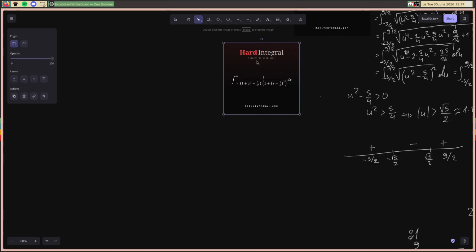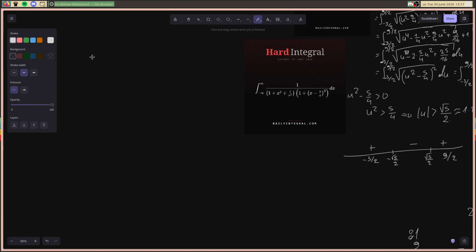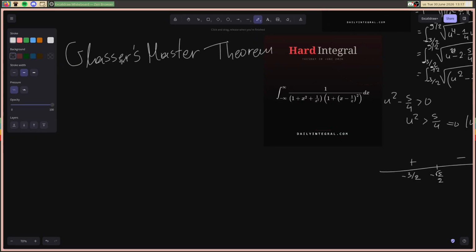The hard integral is actually very easy to solve if you know something called Glasser's master theorem, which states that the principal value of an integral over R of f of x minus 1 over x dx is the same as the principal value of an integral over R of f of x dx.